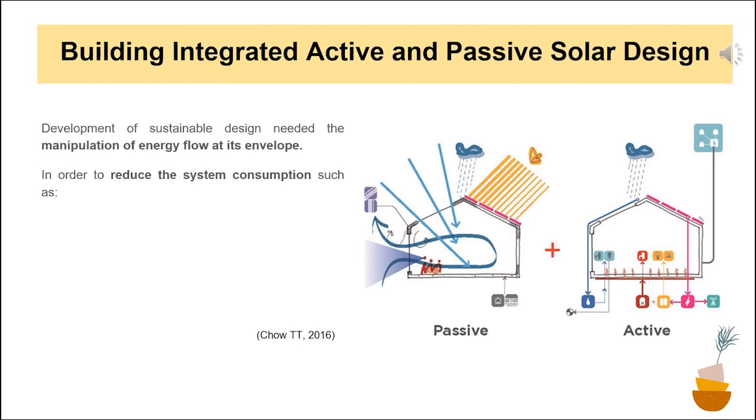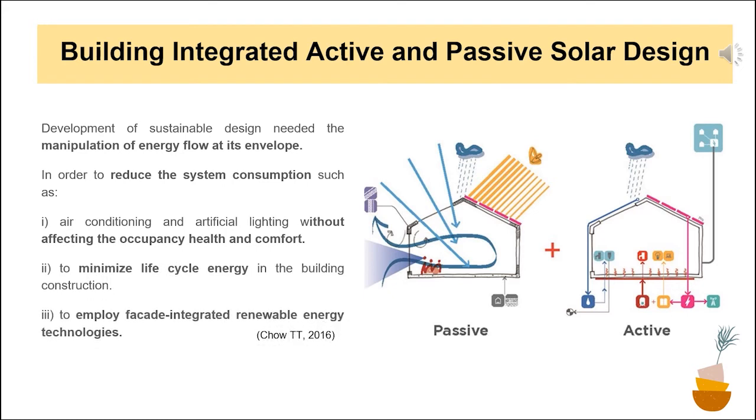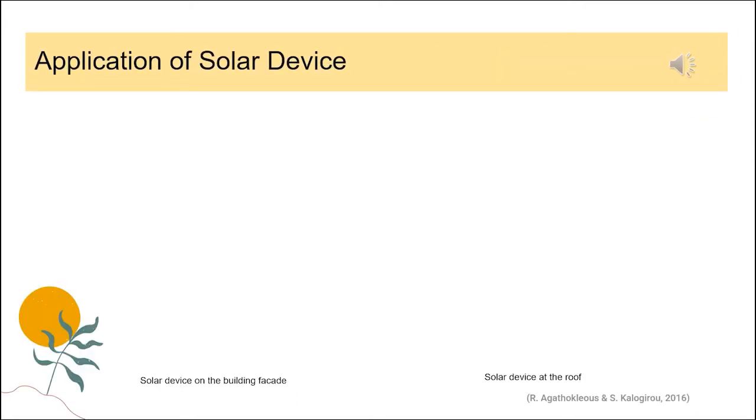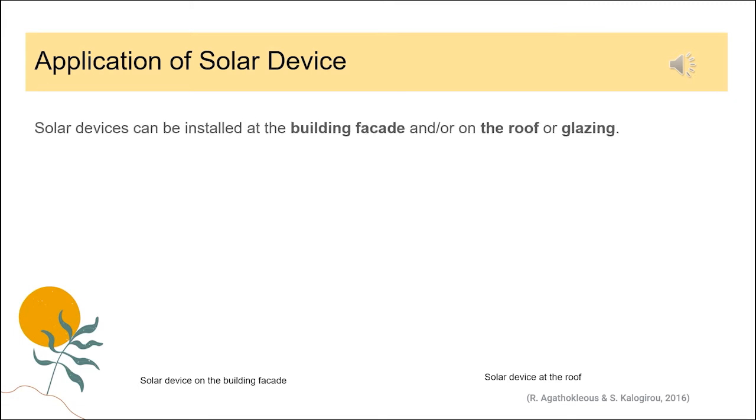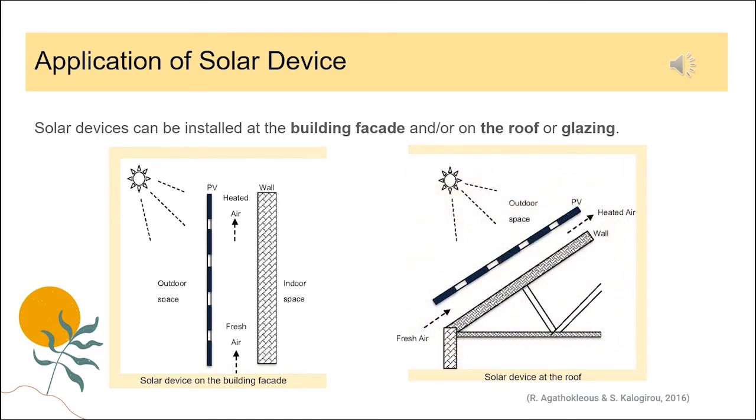The combination of both is an evolving science in building technology, where the hybrid design is basically able to maximize the energy output and reduce system consumption like AC and lighting and so on, employing facade integrated renewable energy technology. When it comes to the application of such solar devices, the design may vary according to the person in charge. So the design can be hidden, aesthetically pleasing, or even appear as an architectural concept, where the figures show the solar device on the building facade and the other one shows the solar device at the roof.